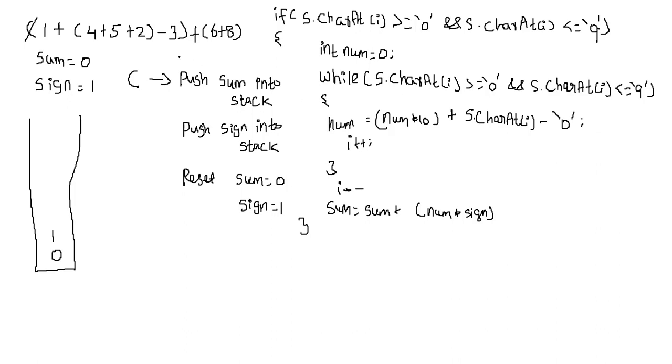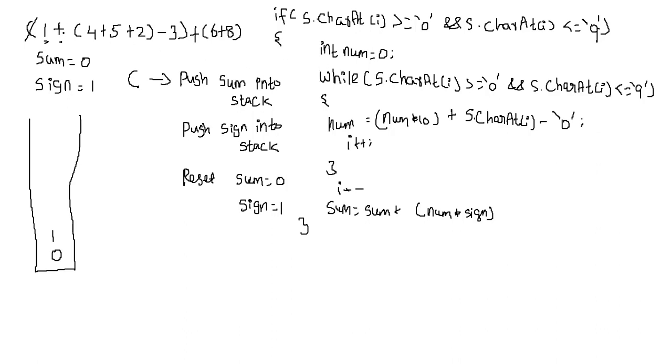So s dot caret of I has the value 1. That is greater than or equal to 0, yes. And that is less than or equal to 9, yes. So that caret of I value will be 1. 1 minus 0, I mean character 1 minus character 0, we will get the value 1. Initial num value is 0. 0 into 10, that is 0. 0 plus 1, 1. After that, the I value will be incremented. So it will be incremented from this index to this index. Then when I go for the next while loop, when I check this condition, it becomes false.